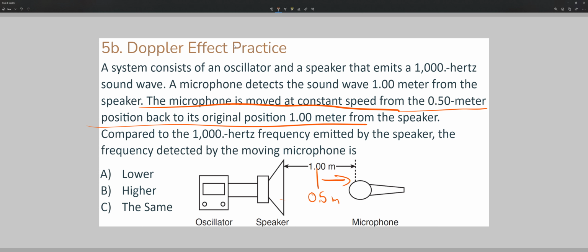So if you're moving away from the speaker, you will have a lower frequency.